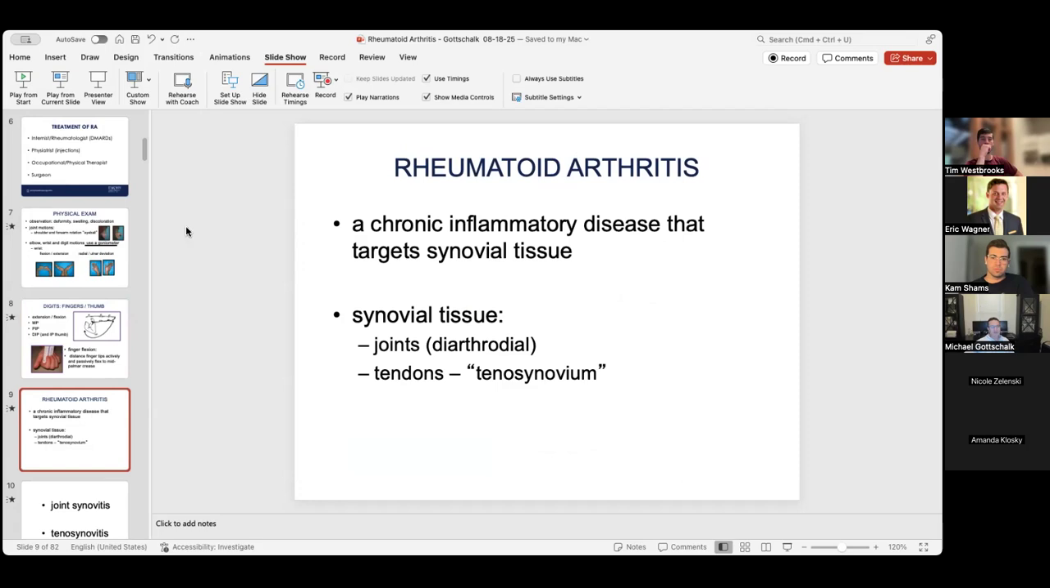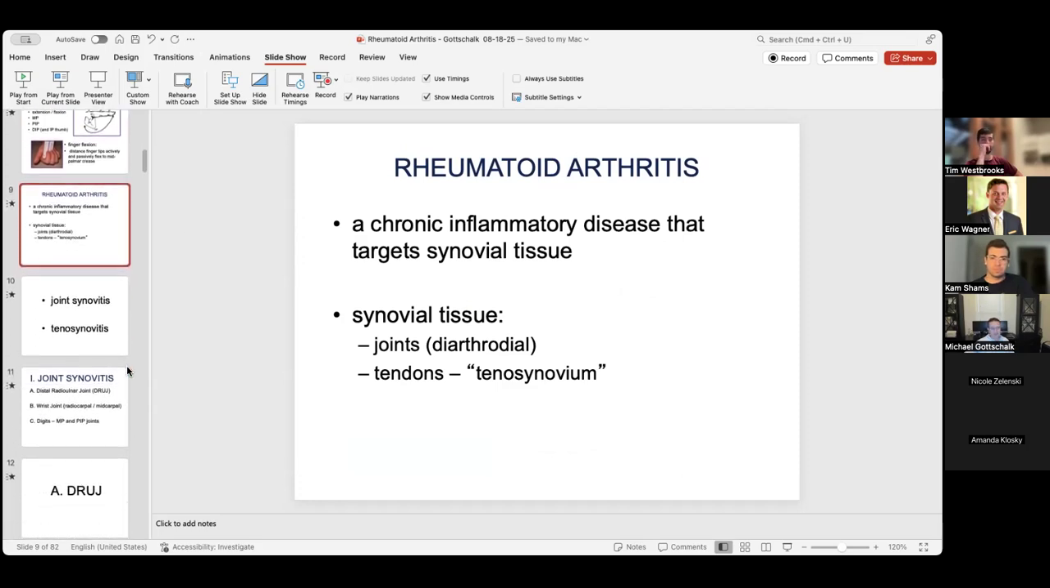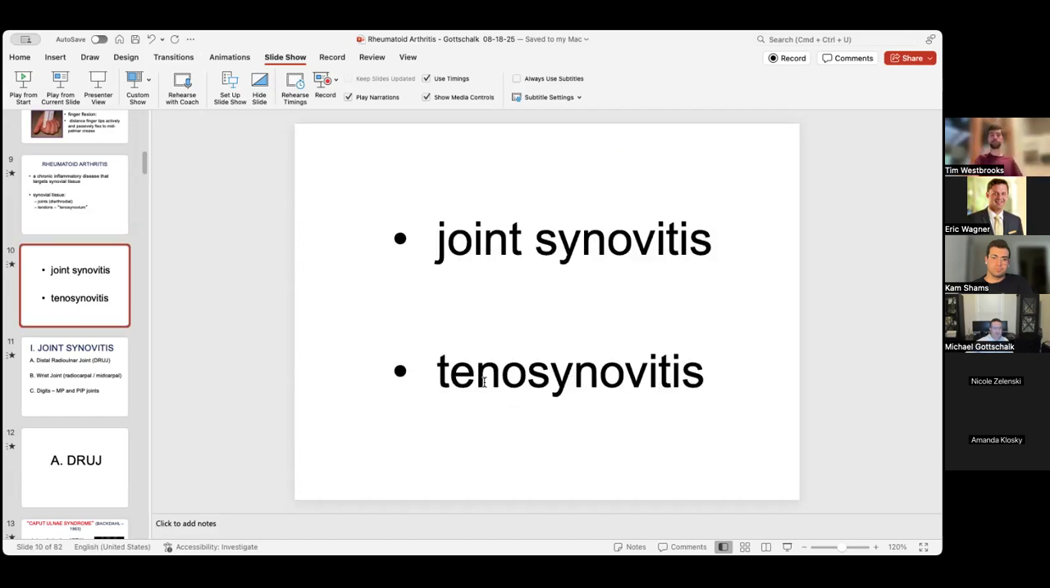So once you've done your physical examination, you're going through, this is kind of how we break it up into both whether it's a joint issue or a tendon issue. And as I said, this is a chronic inflammatory disease that's autoimmune that targets synovial tissue. And this can be synovial tissue around the joint or synovial tissue around the tendon, as we say here. The joints typically are diarthrodial, and the tendons have to have some sort of tenosynovium around them to see the effects. So as I said, we're going to break it up into joint synovitis and then tenosynovitis.